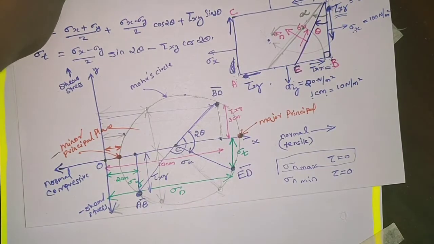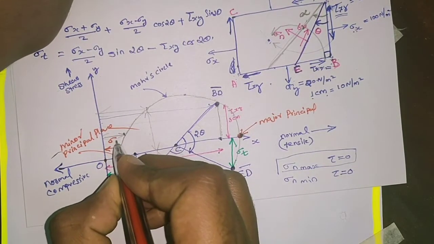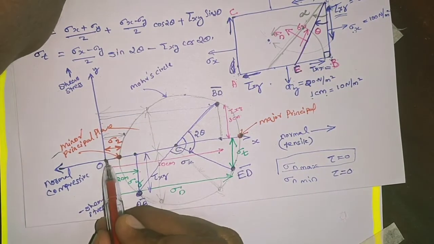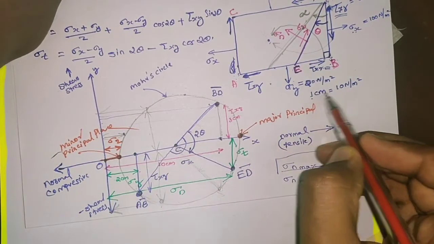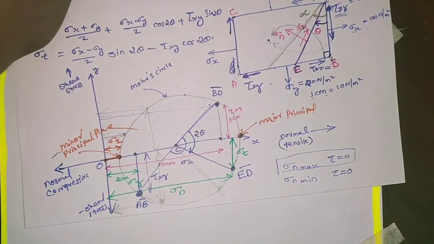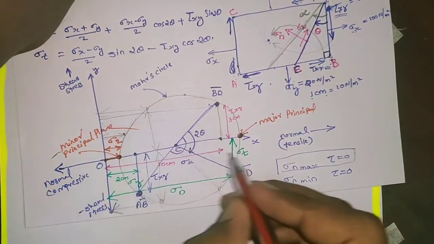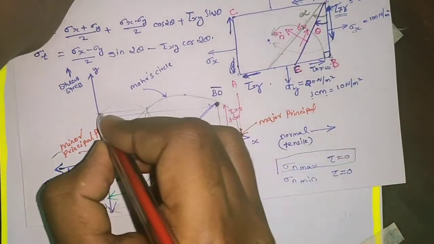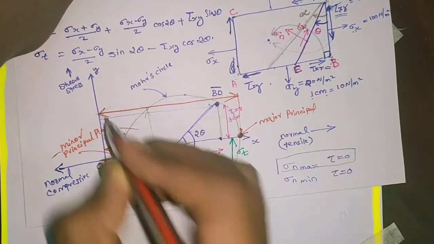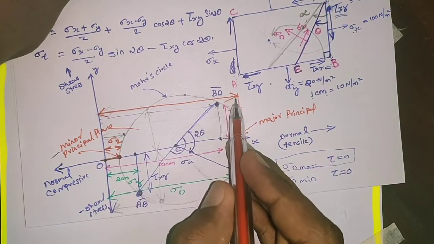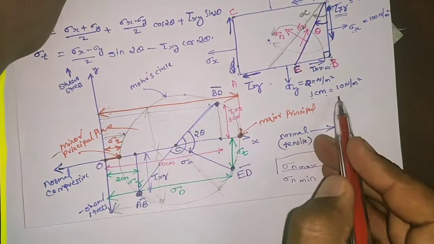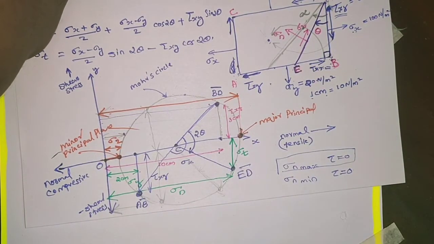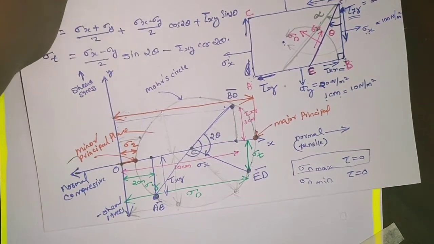And what is the minor principal stress? Sigma 2. This is the minor principal stress. For example, this distance is equal to 5 centimeter, 5 into 10. That is the minimum principal stress. Maximum principal stress is equal to this distance, for example, 12 centimeter, 12 into 10, that is equal to 120. That is the major principal stress value.